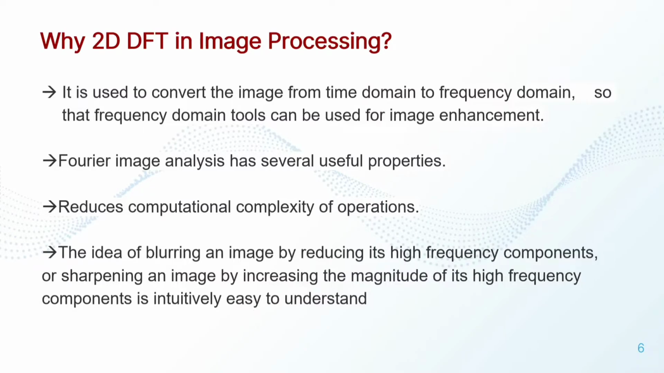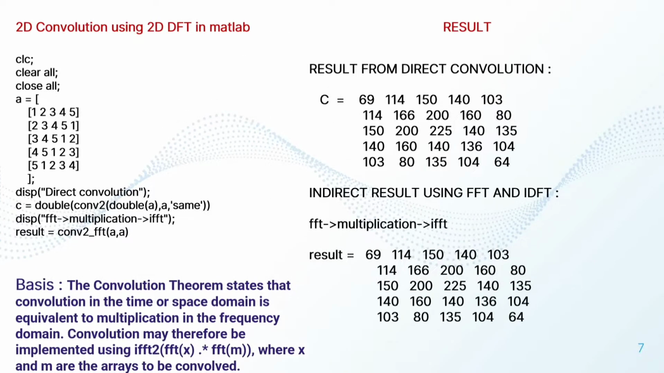Most of the time, the image visible to our naked eye cannot provide sufficient information. The efficient representation of visual information lies at the foundation of many image processing tasks, including image filtering, compression, feature extraction, and many others. Now let us see direct convolution and indirect convolution through DFT in MATLAB and compare the results.